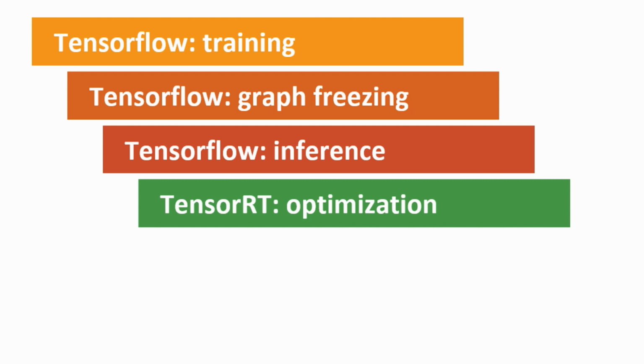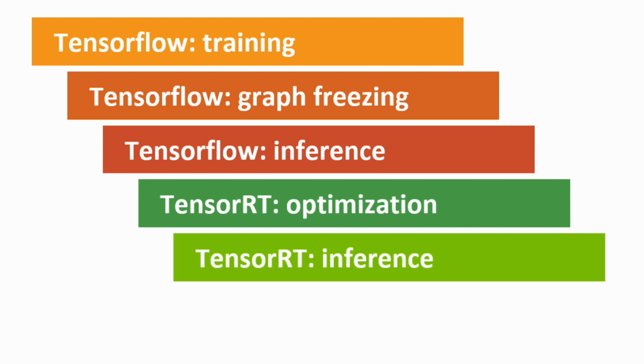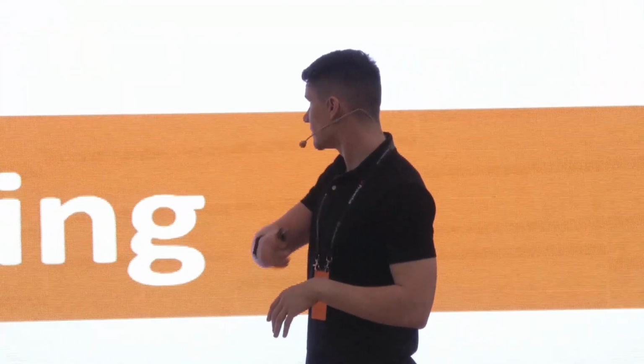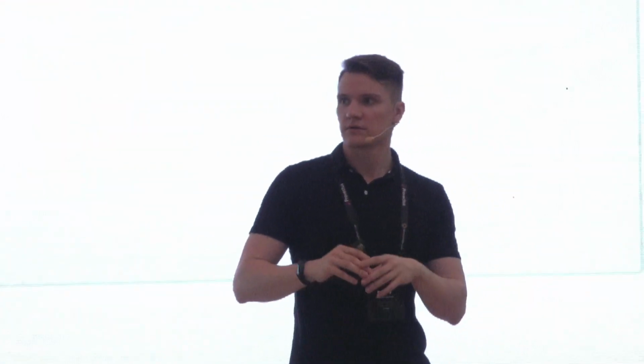Later I'll show you how to transfer your TensorFlow model to TensorRT. It's called optimization. And then I'll show you how to do inference in TensorRT. And finally, as a bonus, I'll show you the latest feature of TensorFlow, where TensorRT is integrated right inside of TensorFlow. So this is TensorRT plus TensorFlow as a bonus. Let's start. TensorFlow training. I will show you some Python code in a Python notebook.